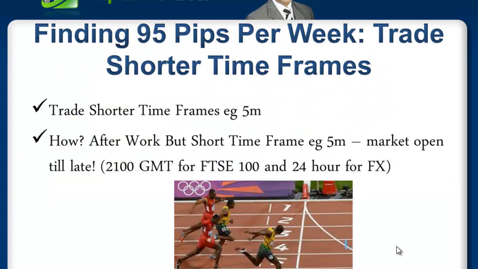Well, what we need to do is either trade a shorter time frame. Well, that's not feasible for many people. But if we were looking at it, how do you do that? Well, after work, you could do the short time frame, because you need to be in front of the computer to do a 5-minute chart. You could be right in front of the computer and do that because the market's open till late. In the case of the FTSE 100 until 9 p.m. at night, and in the case of foreign exchange, open 24 hours a day. So that's one way you can get a lot more of those signals.